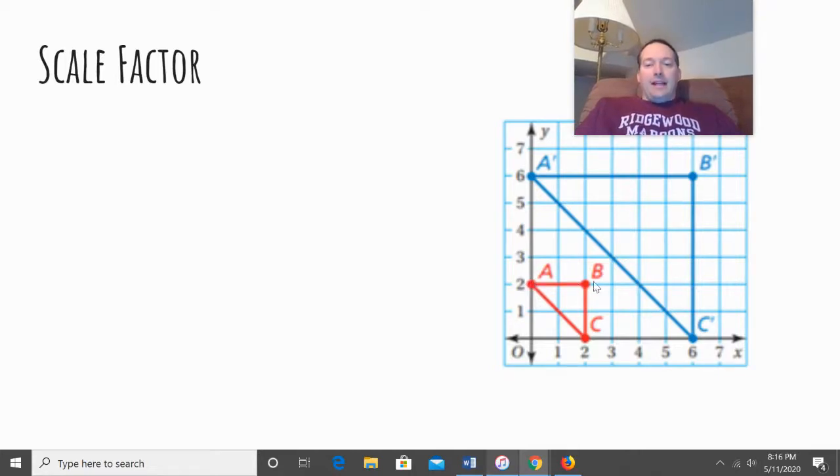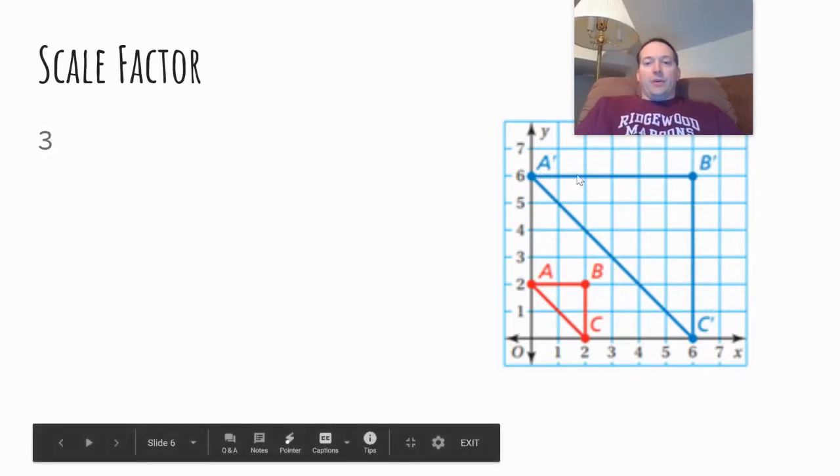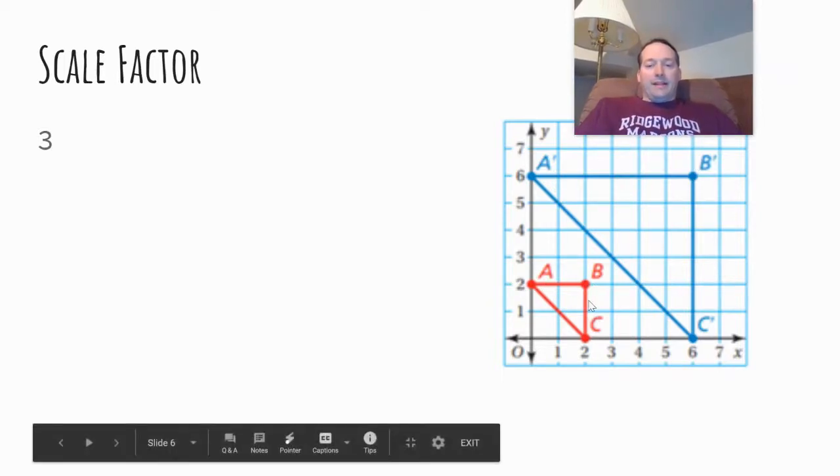If you look at this length, this is a length of 2. This one is a length of 6. This is a length of 2. This is a length of 6. So this line is 3 times bigger than that line. This line is 3 times bigger than that line.